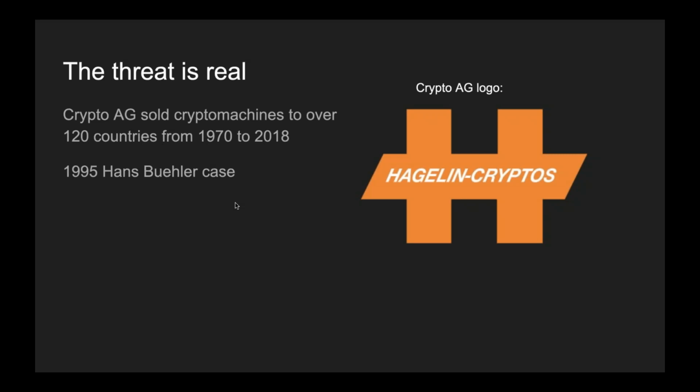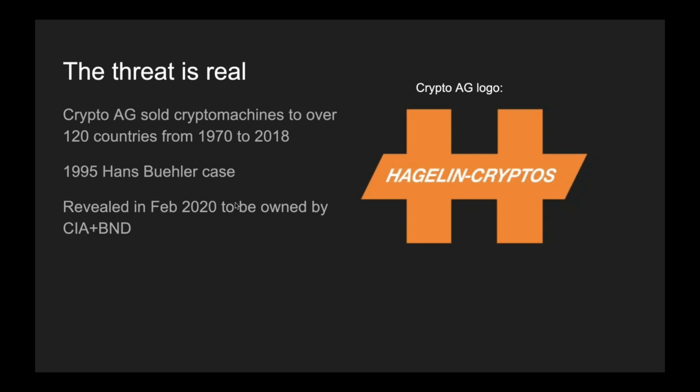Hans Buehler was the salesman. He was the top salesman, actually. So apparently he's pretty good at it because he sold these machines to 120 other countries. But after 9 months of interrogation, it's pretty clear that he didn't know anything about connections with the CIA or the NSA. But they were right to be suspicious because it was revealed just last month that this company has been owned the whole time by the CIA and the BND, and BND is the German equivalent of it.